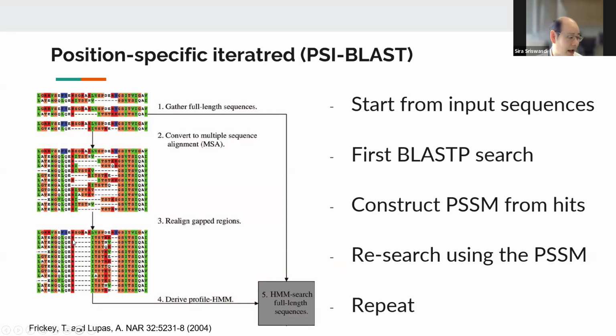This position is always R. This position is sometimes V, sometimes I. So with a single round of BLASTP, we start to get an idea of what the amino acid composition is at each location in the protein.